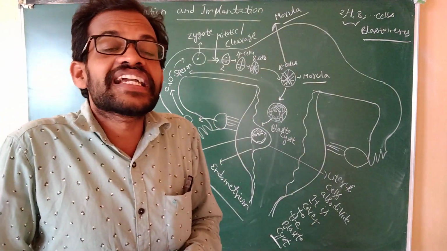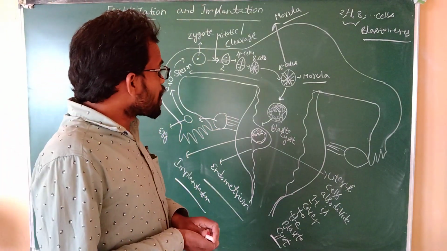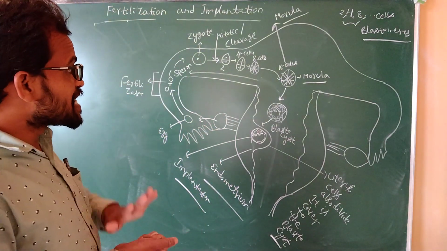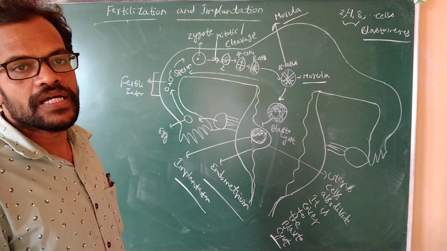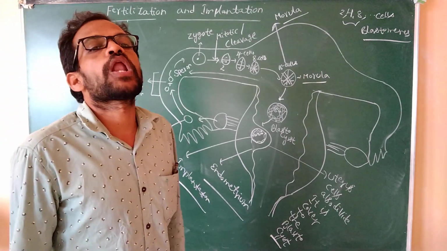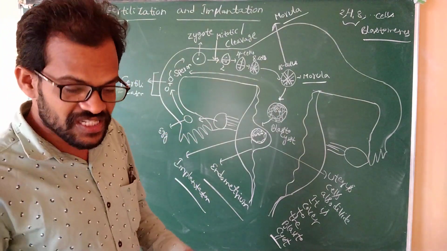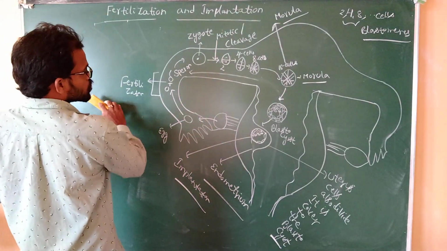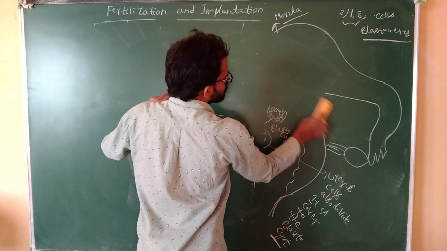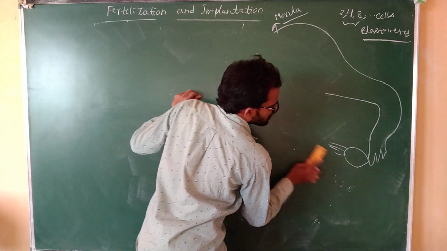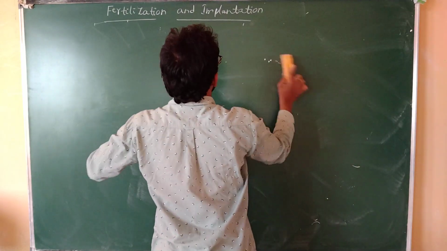The size of the blastocyst increases, and it is modified into the embryo. This development takes place inside the uterus. The endometrium supports the blastocyst. After the blastocyst, how is it modified?